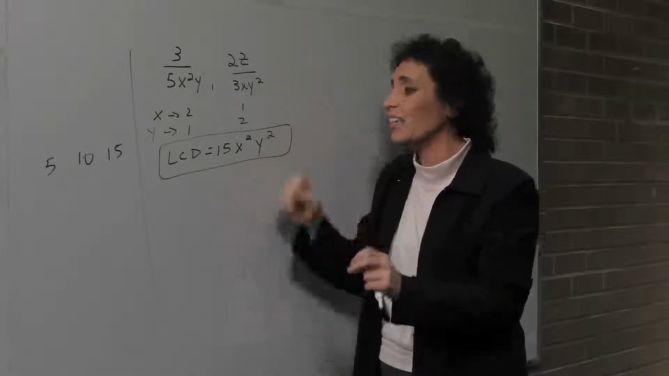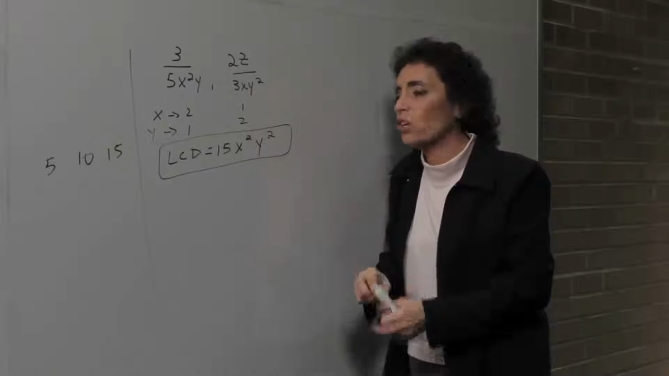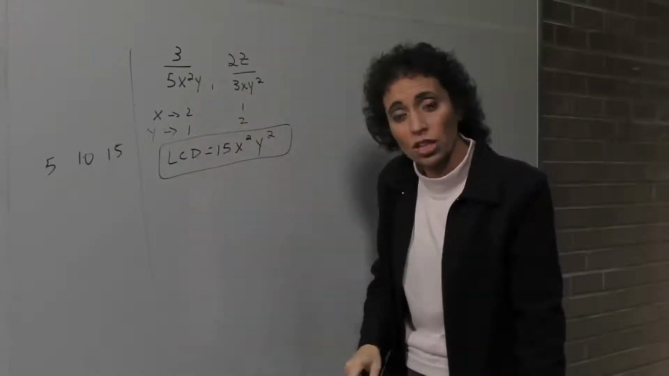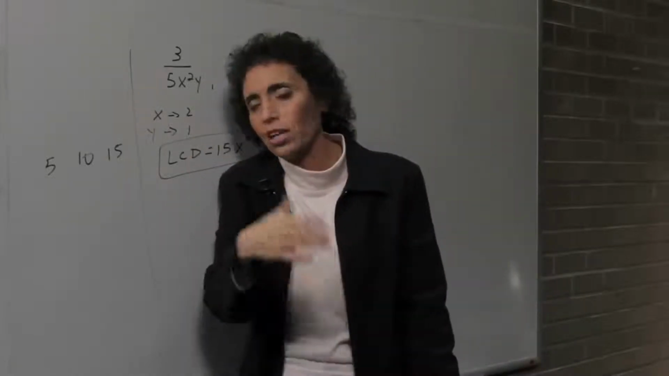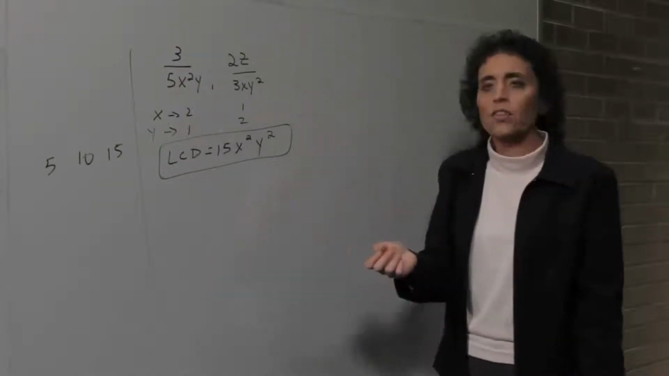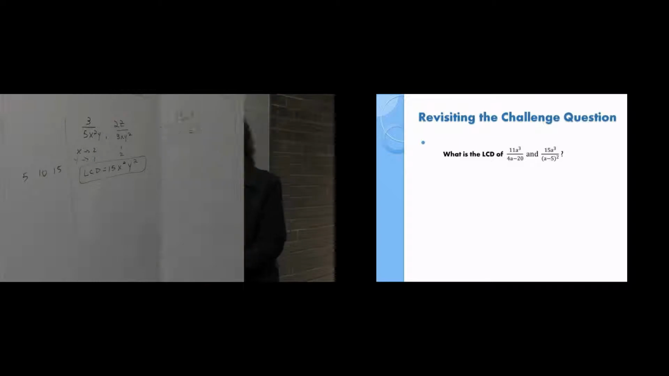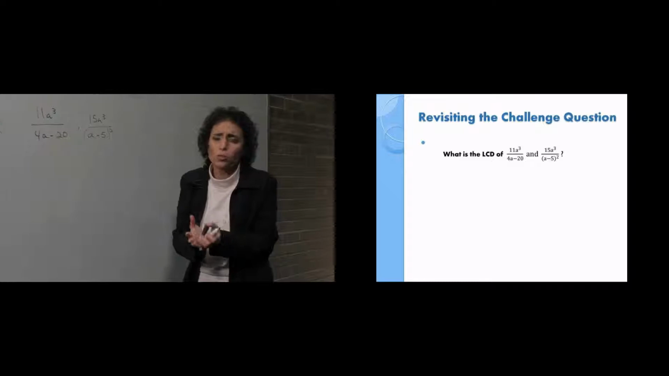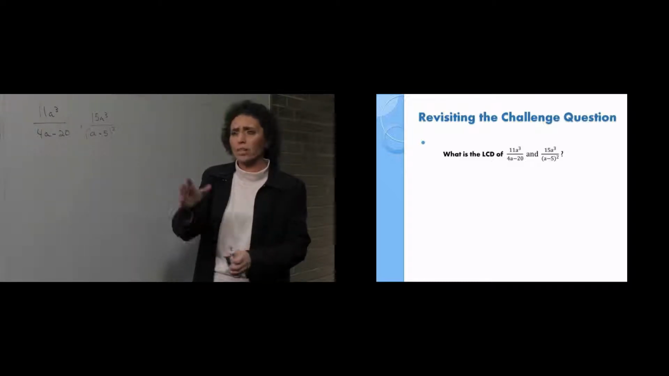Now, here's the deal. It's actually the opposite of the greatest common factor, because for the GCF we use the smallest exponent we see, and for the least common denominator we use the largest. So let's revisit the challenge problem and get the LCD for that. This is a comma, because I just want to play right now with finding the LCD. We're not going to add or subtract, but it said find an LCD.